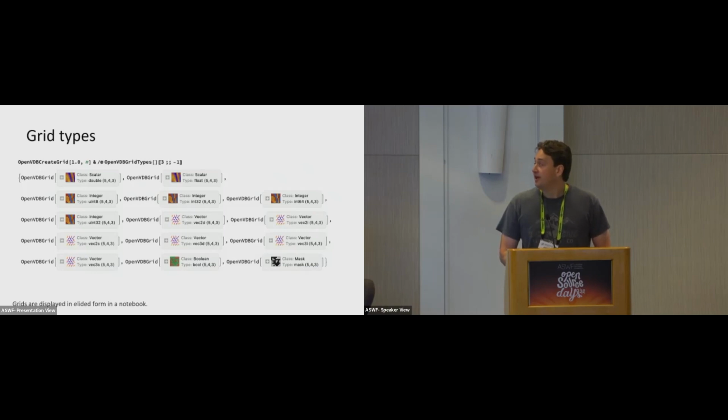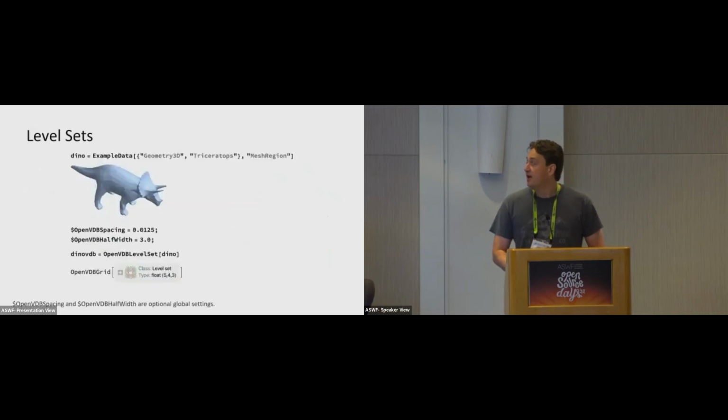Next, we're going to take a look at an actual example. Within Mathematica, there's a function called ExampleData where, in this case, I get a mesh region of a triceratops. On the next line, I specify my voxel size and my half width, and then I just ask to create a level set. So my NeuroVDB is an OpenVDB level set of just my mesh region, and I get back this OpenVDB grid. In this case, the little icon and the name indicate that I have a level set.